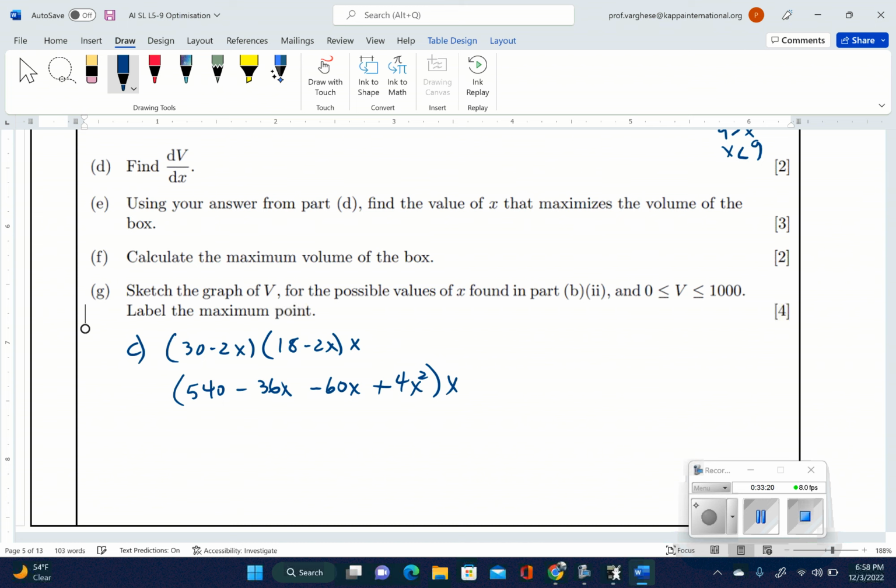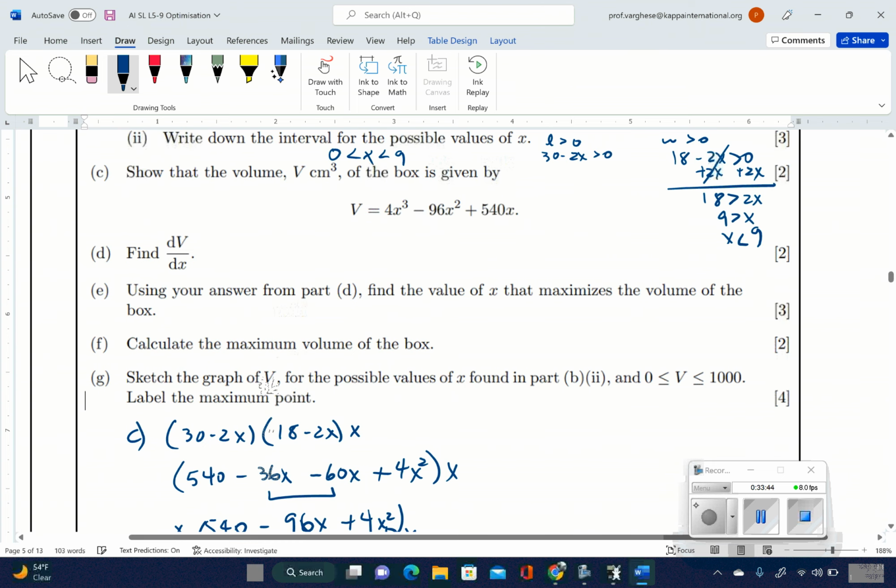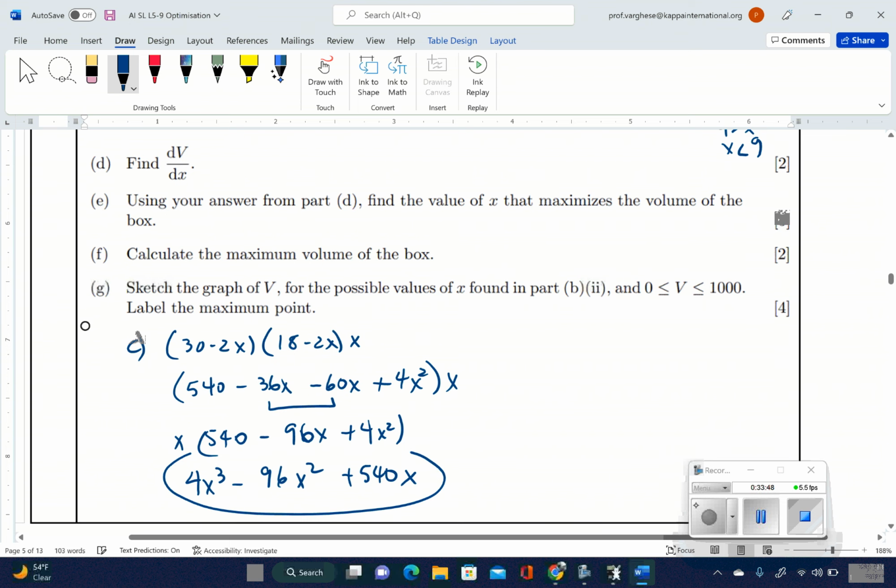Combine like terms, this right here is 540 minus 96x plus 4x squared. Multiply this by x. So when I do that, I get 4x to the third minus 96x squared plus 540x, which should be what they have. Yep, it is. So that is part C, because we just showed that.